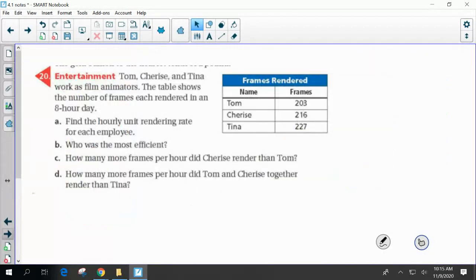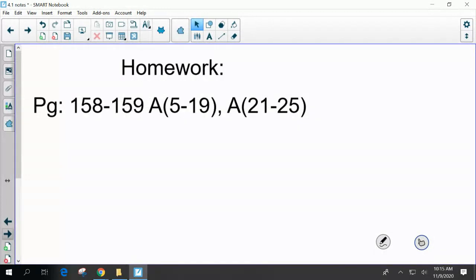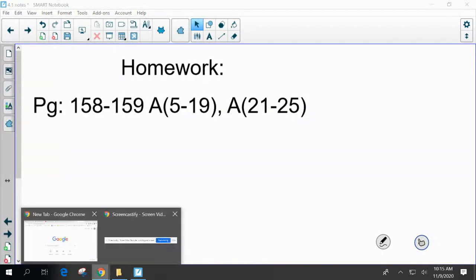All right, so we're going to skip this problem, and your assignment is on page 158 and 159.